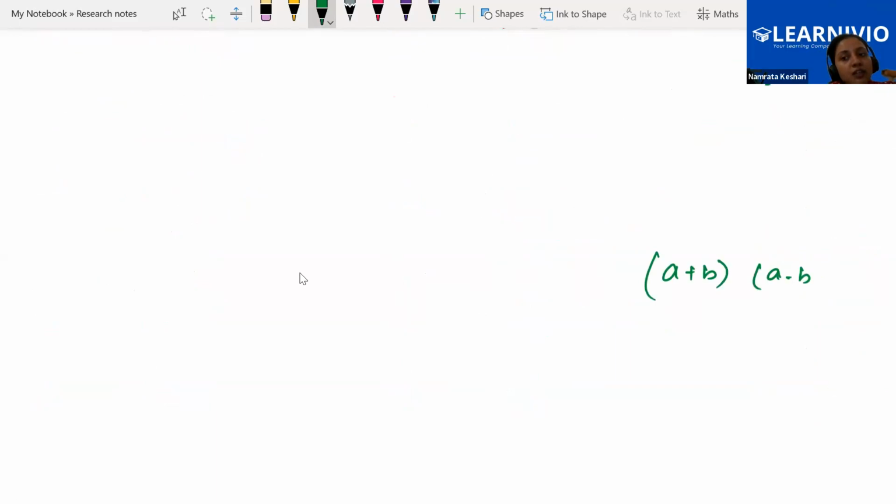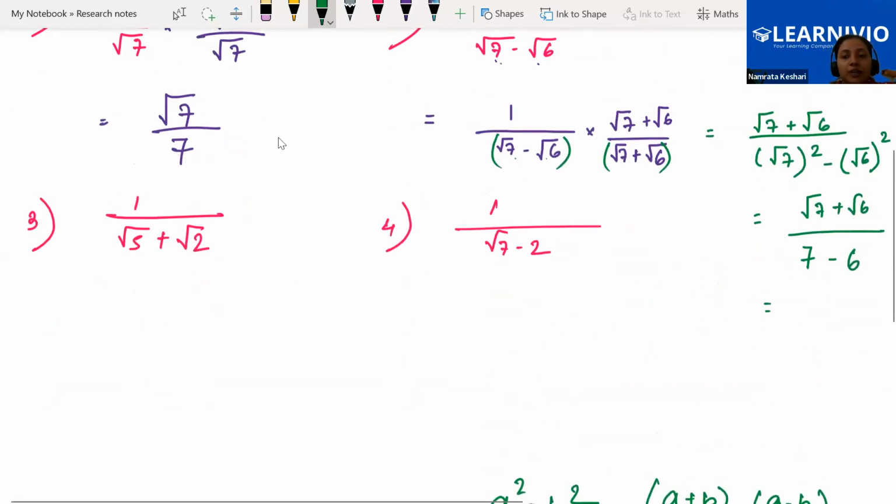This formula is helping us to remove the root sign if we have this type of structure. So we are going to get root 7 plus root 6 by only 1. Successfully we have removed the square root sign from the denominator. Clear to everyone?